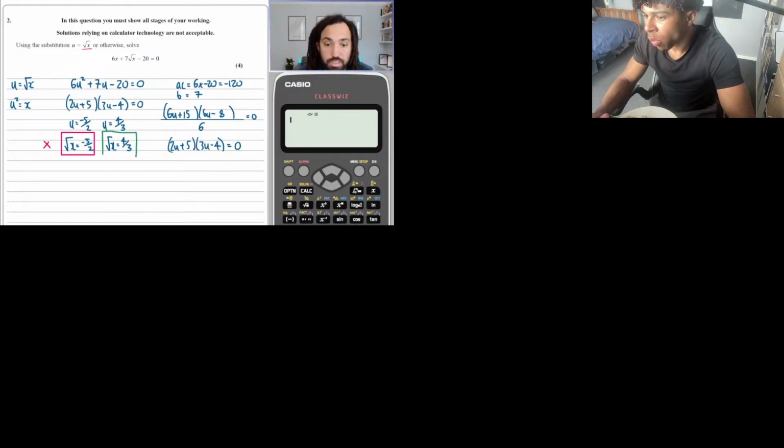This one is all good. That's fine. So we can find the value of x by squaring both sides, which is going to give me 16 over 9. So that is the only correct answer. Beautiful.